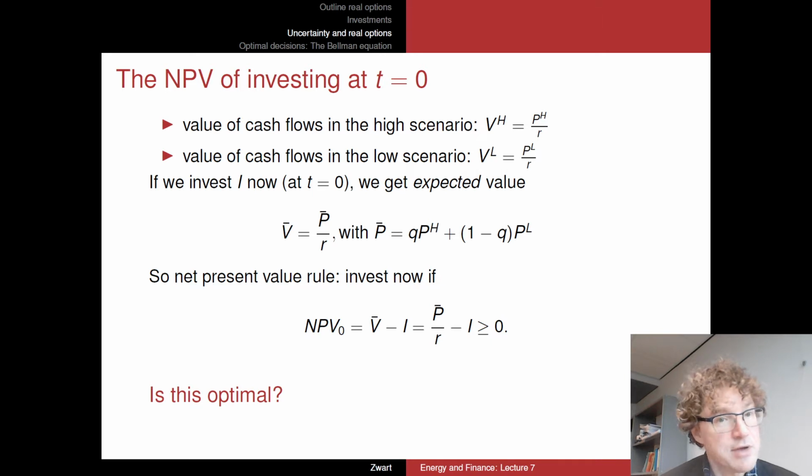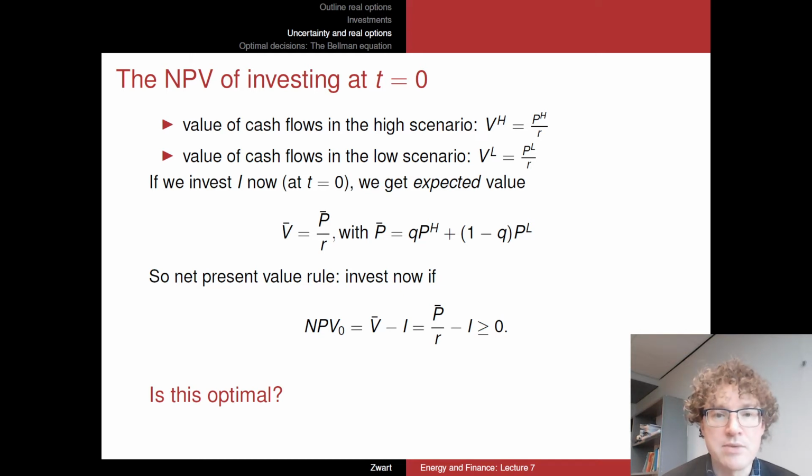So what do we get if we invest today? Well, we don't know yet, but we get some expected value. We know that with probability Q we get into the high scenario, with probability 1 minus Q we get into the low scenario. So the expected value that we get is V bar, which will be equal to the expected price, P bar, divided by R. And this expected price again is the weighted average of the high and the low price, with these probabilities Q for the high scenario and 1 minus Q for the low scenario.